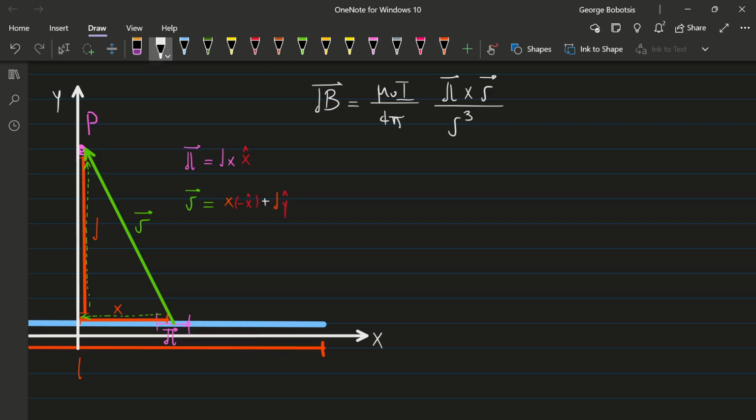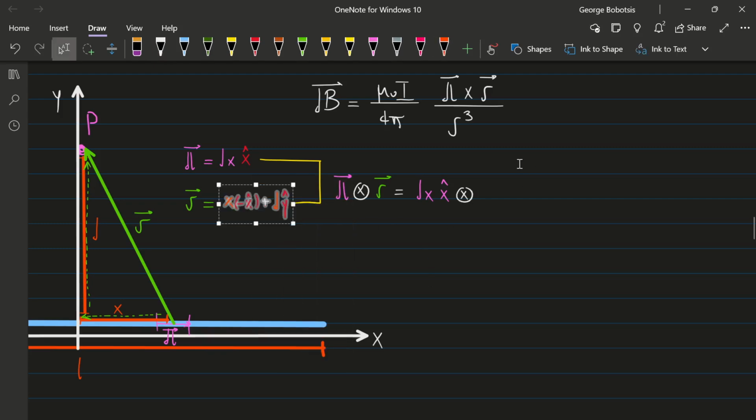What I'm going to do next is the cross product between these two. Here I go. dl crossed with r, the vector. It's going to give you dx x hat crossed with the other one. Just copy paste it here.